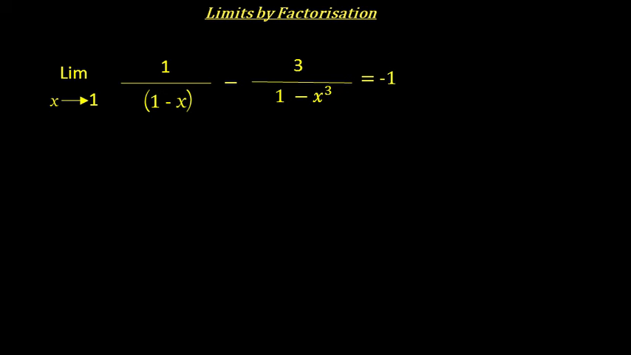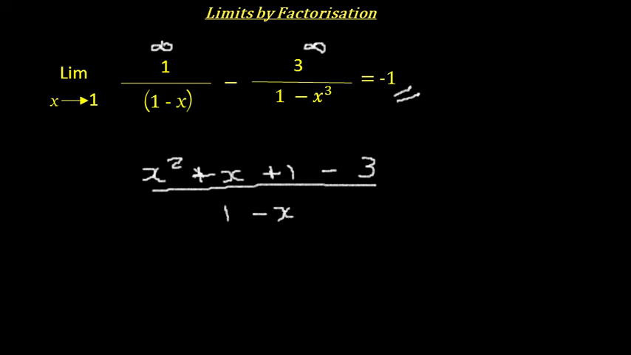The second problem that we gave you is the limit of two fractions. There's no numerator expression, there's only a denominator expression; the numerators are constants. If you apply x equal to 1 here, apparently this becomes infinity and this also becomes infinity. So it should be infinity, but we are saying we need to prove that it is equal to minus 1. So clearly we need to simplify this. Now this is 1 minus x and this is 1 minus x cube. Using the a cube minus b cube formula, what we get here is x square plus x plus 1 minus 3, divided by 1 minus x cube, as limit x tends to 1.